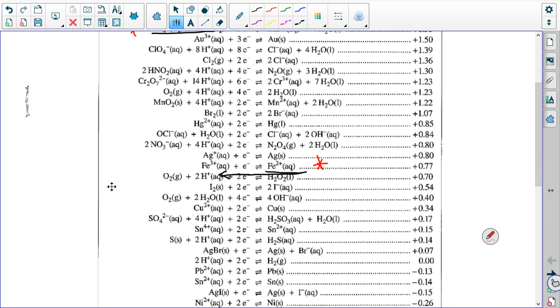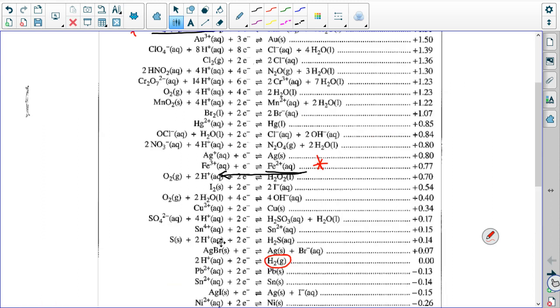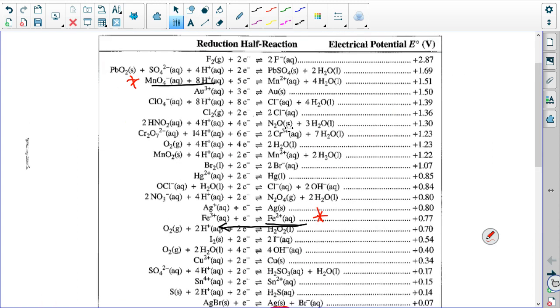Okay, H2. Where is H2? H2 is down here. So you are correct. It is an RA, on the right hand side. Now let's go back to the Cl2. Cl2 is right there. Okay, so that's correct. That's an OA.